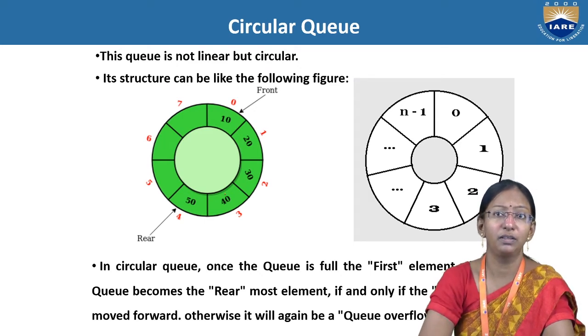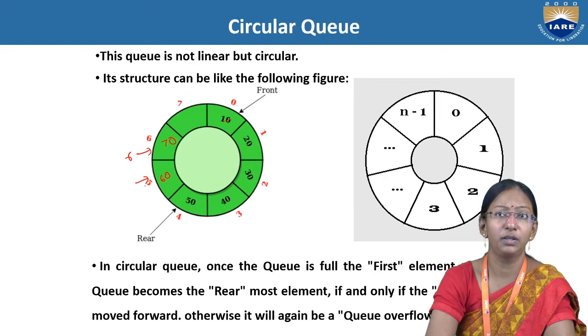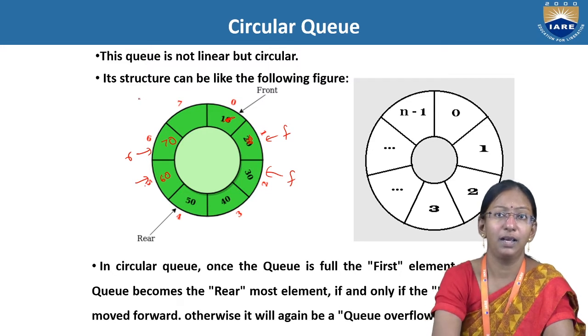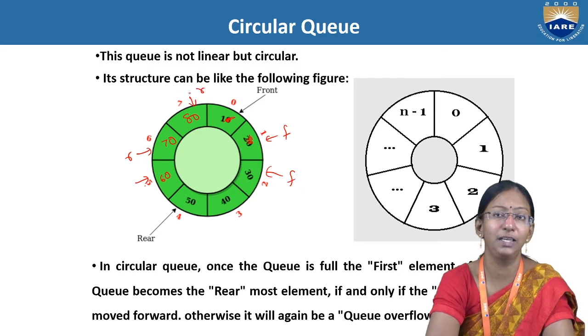Let's do a few operations on the same. I have inserted 60, so my rear is pointing to 60 now. Then I perform an insertion of 70, and now rear is pointing to 70. Then I removed 10, so my front is pointing to 20. Again, I remove 20, and front will be pointing to 30. Again, I go for an insertion of 80, and rear is pointing to 80.